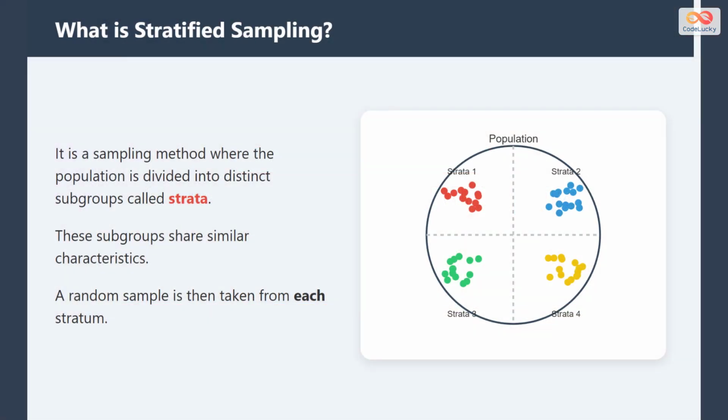So, what exactly is stratified sampling? It is a method where the entire population is first divided into distinct subgroups. We call these subgroups strata. The key is that people within each stratum share similar characteristics. Once these groups are formed, we take a random sample from each one.